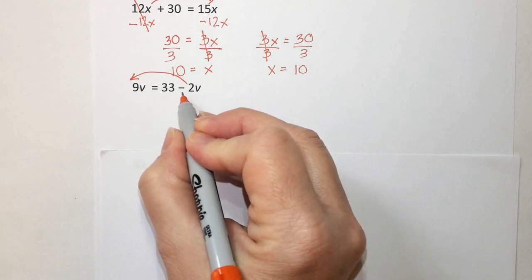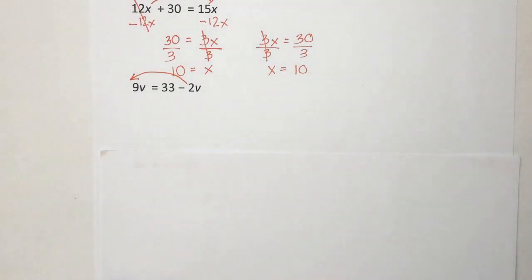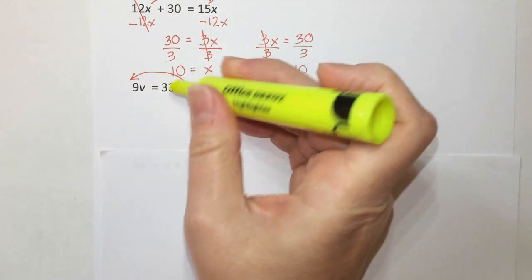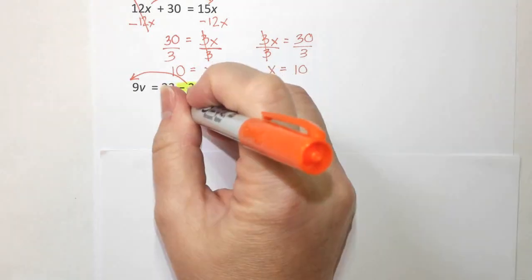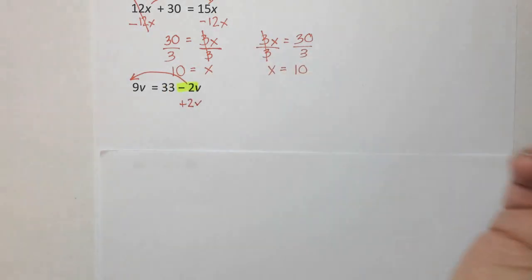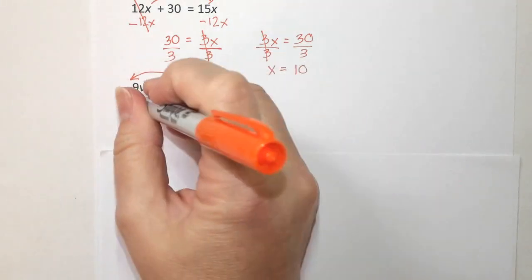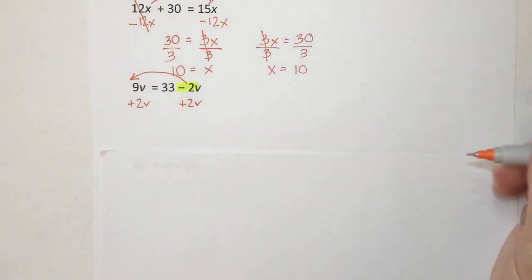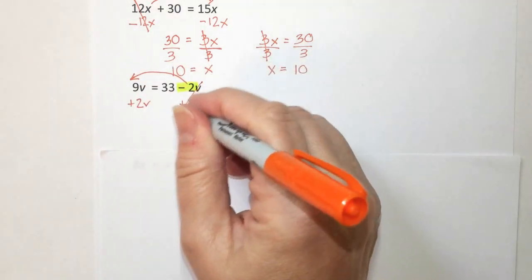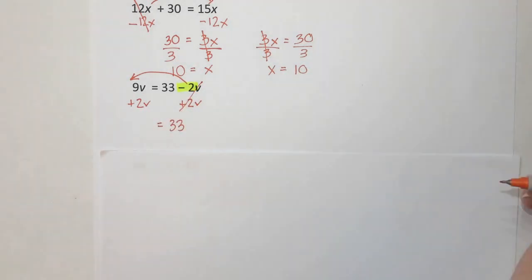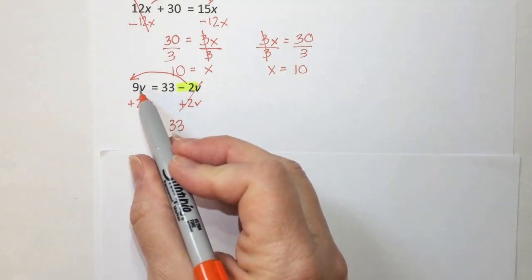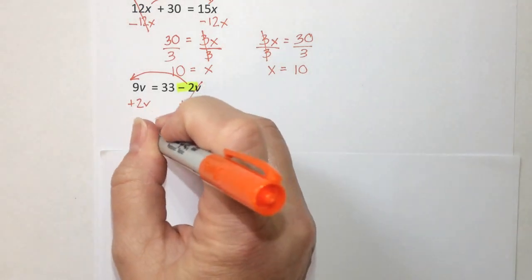I have a negative 2v. Don't forget to look at that. In fact, I'm going to highlight that. That negative sign goes with my coefficient there. So the opposite then of subtracting 2 is adding 2. Always do the opposite. Make sure you do it to both sides. So negative 2v and plus 2v are going to cancel. On the right, I've only got 33. No variable terms. On the left, I have 9v minus 2v, which is 7v.